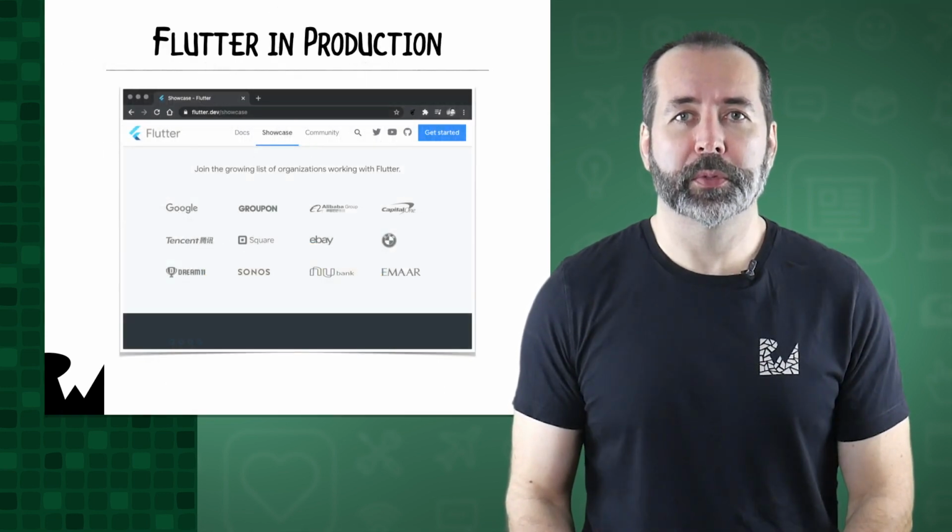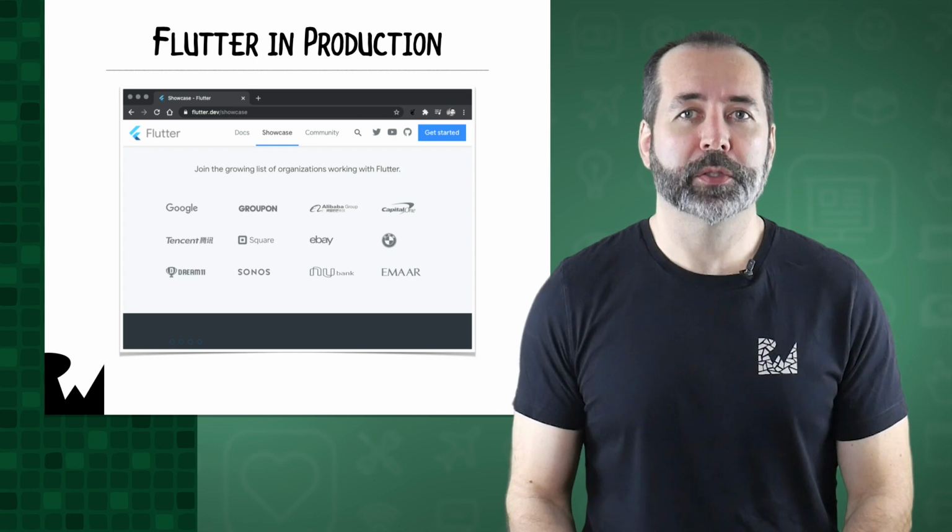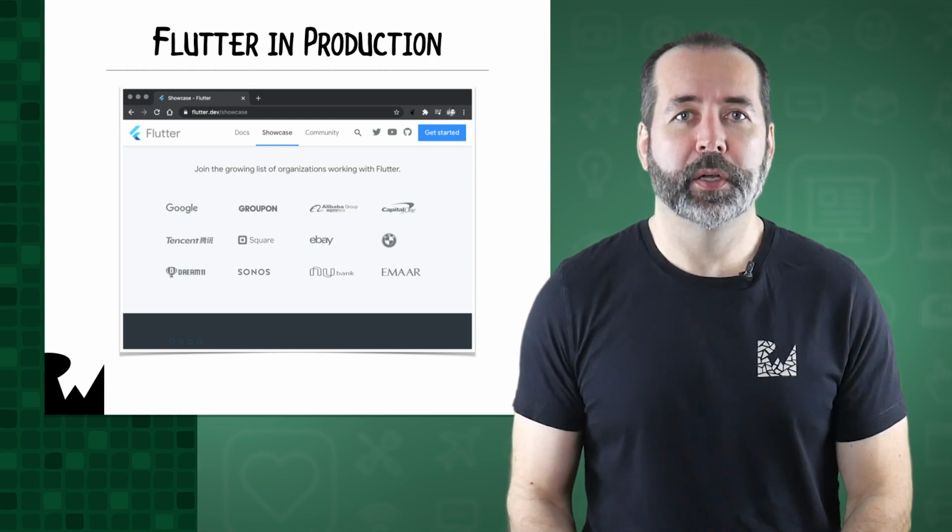Flutter 1.0 was released in late 2018, and had been in a beta mode for a while before that. Flutter was created by and is maintained by Google, and Google uses it in a number of their own apps. Other companies like Realtor.com, The New York Times, Sonos, eBay, and Capital One are using Flutter in production.